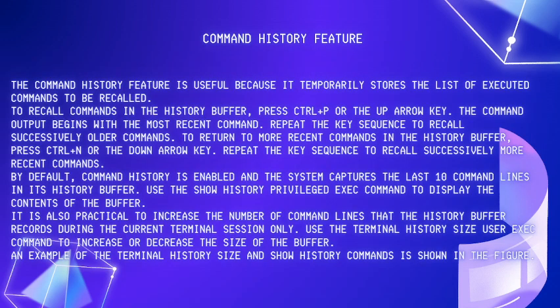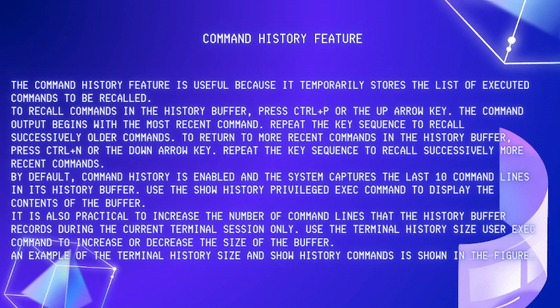Command history feature. The command history feature is useful because it temporarily stores the list of executed commands to be recalled. To recall commands in the history buffer, press Ctrl+P or the up arrow key. The command output begins with the most recent command. Repeat the key sequence to recall successively older commands. To return to more recent commands in the history buffer, press Ctrl+N or the down arrow key.